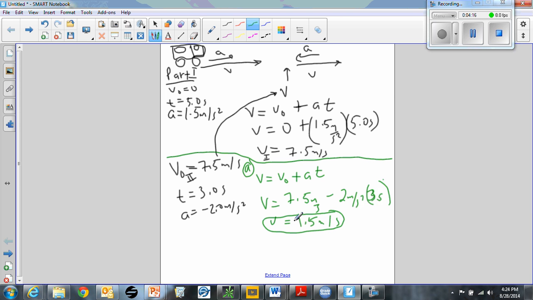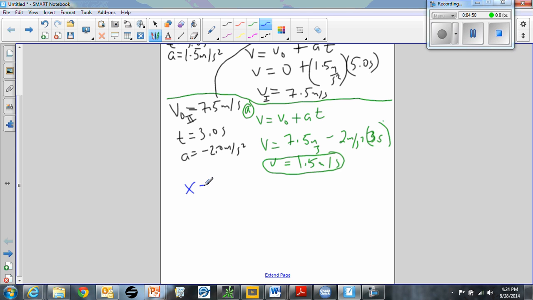All right. So then it says, how far has the car gone? How far? I'll do that in a different color too. So to do that, I'm going to have to do 2 things. I'm going to have to find how far he went in part 1, how far he went in part 2. And then I'll add them together. So to do that, I'm just going to extend the page a little bit. So x equals x naught plus v naught t plus 1/2 at squared. This is going to be for part 1.